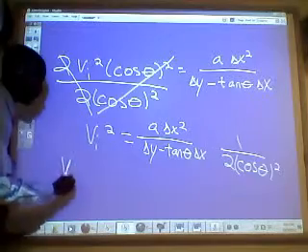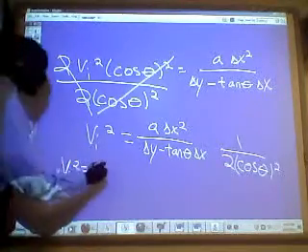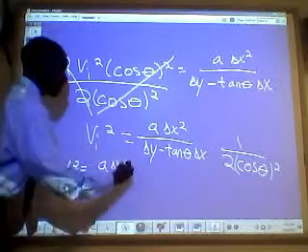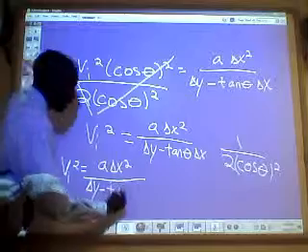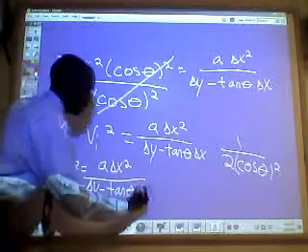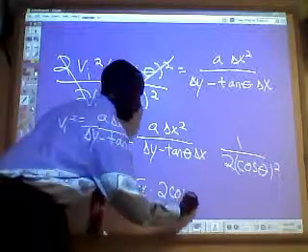So v sub I squared equals, put them together, v sub I squared equals a delta x squared over delta y minus tangent theta delta x times 2 cosine theta squared.